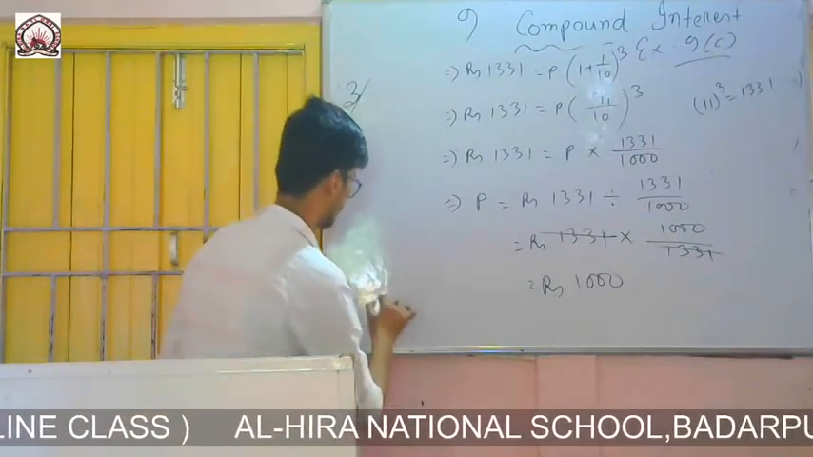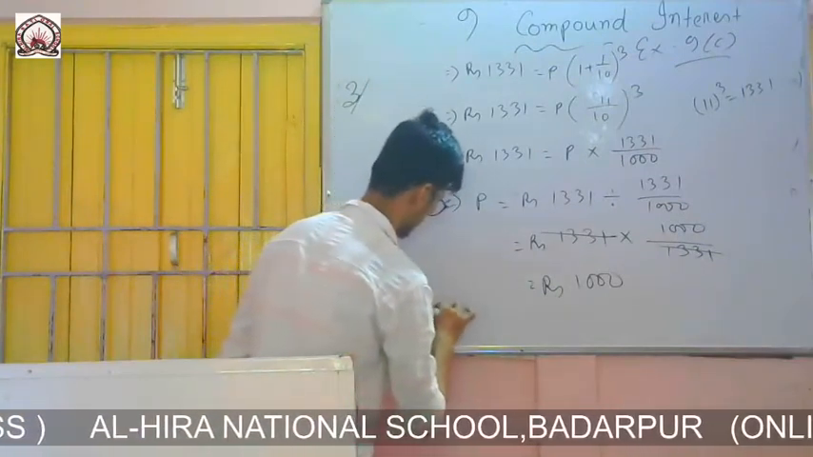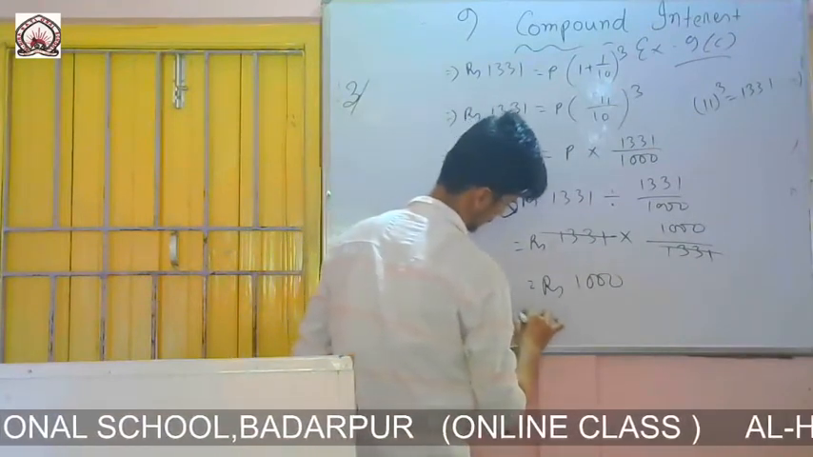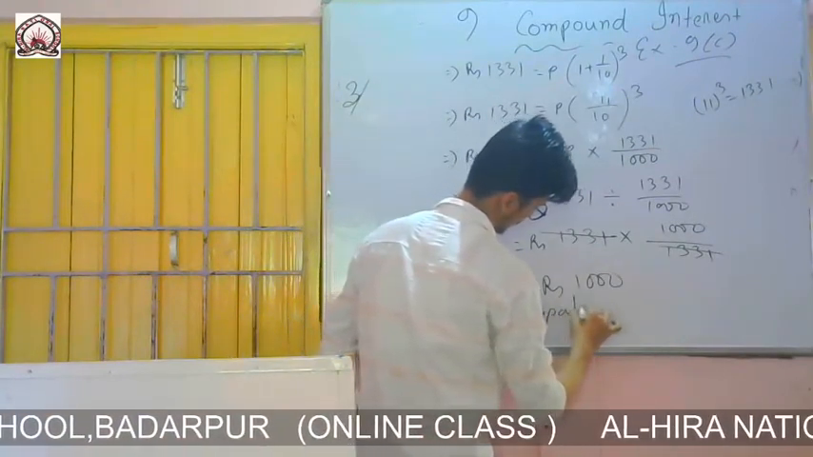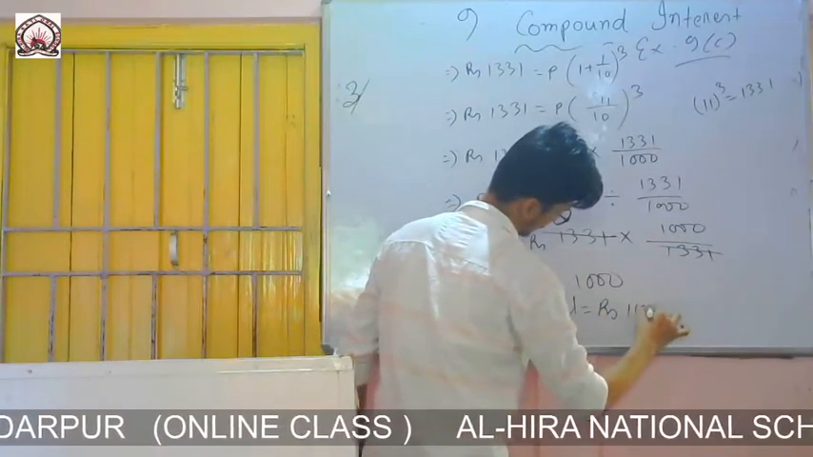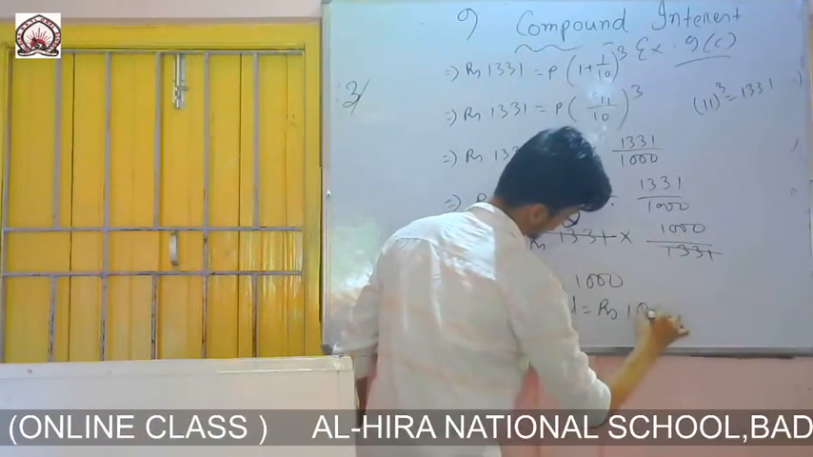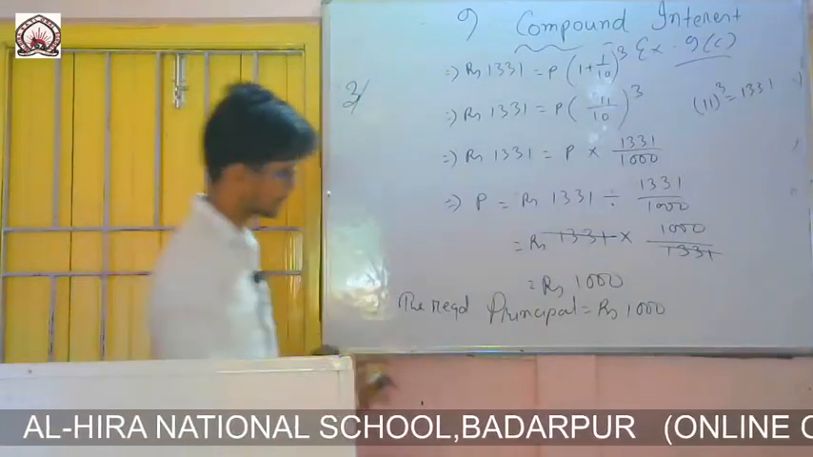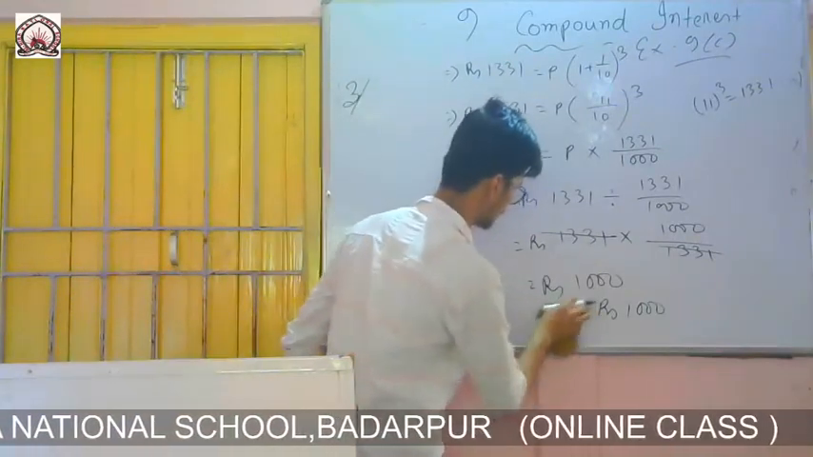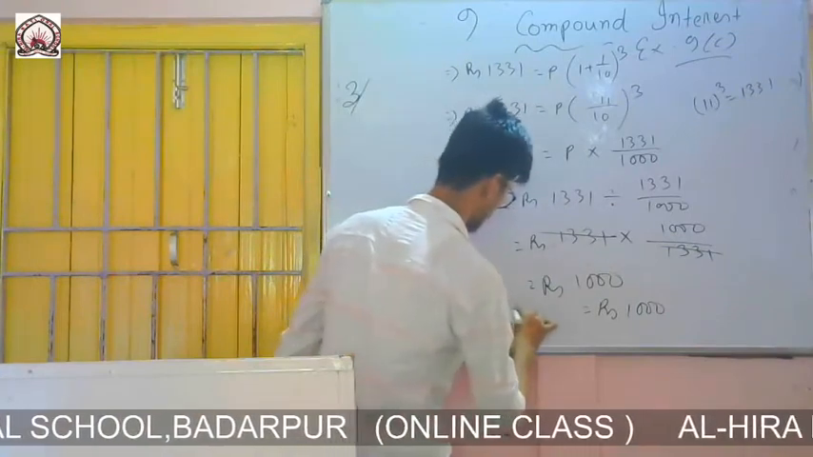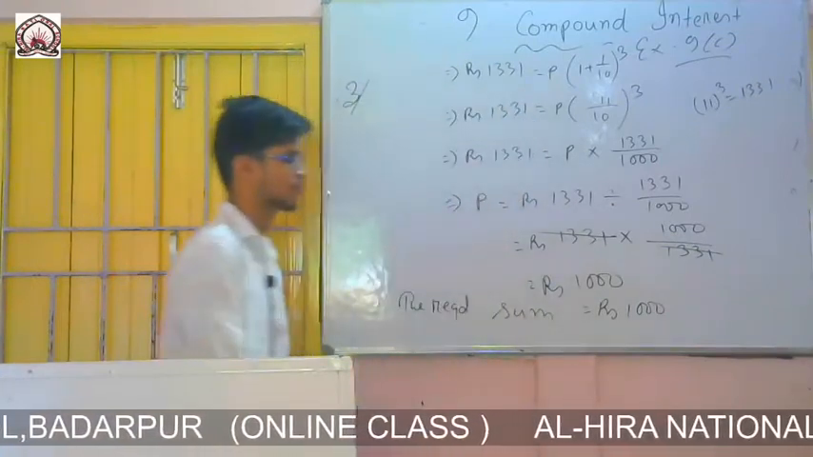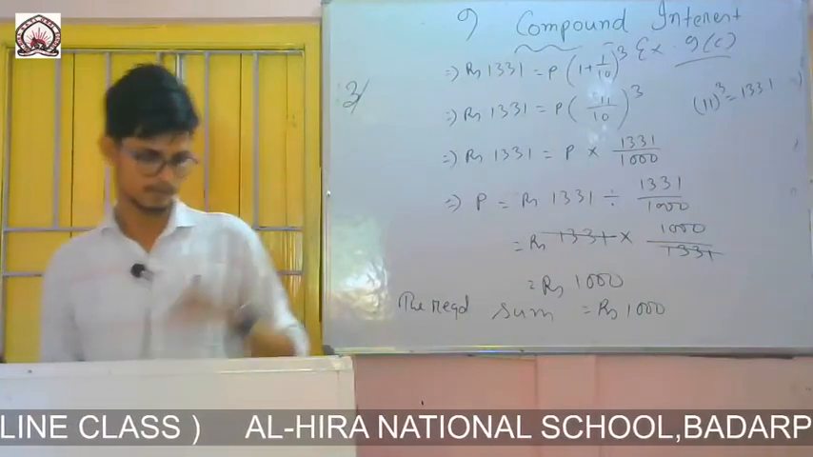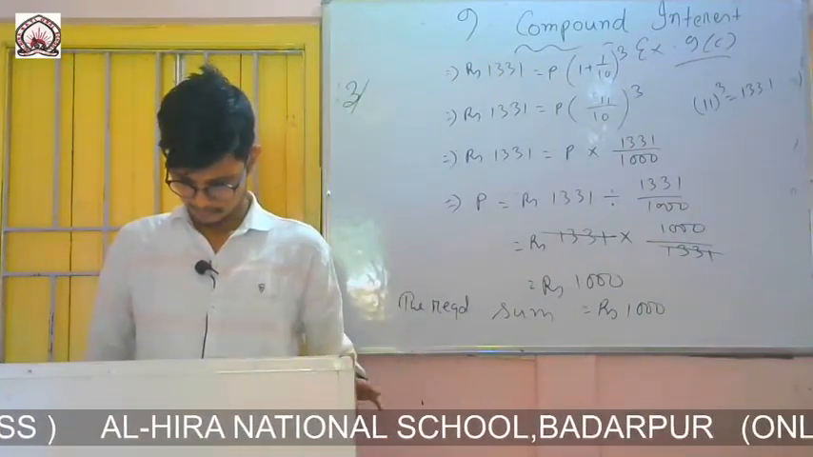So you write, therefore, the required principal equals... in place of principal, because the question is asking about the sum, you write the required sum equals rupees 1000. You can write principal, there will be no problem, but it is better to follow the question.